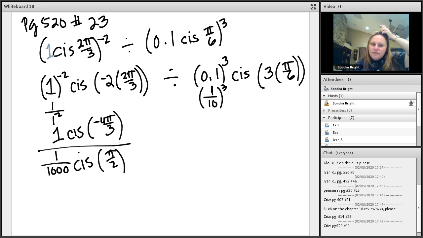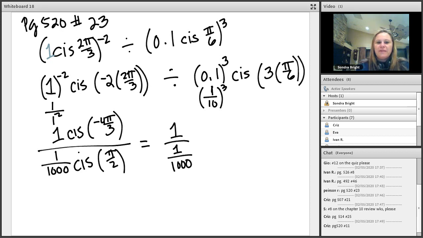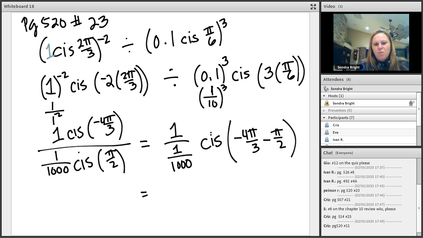And then how you divide polar numbers is r divided by r, so it's a 1 over 1,000. So we're going to take the reciprocal of 1 over 1,000. And then cis, and then you're going to subtract the angles. Negative 4 pi over 3 minus pi over 2. And so 1 divided by 1 over 1,000 is just 1,000. And then cis, what is that?